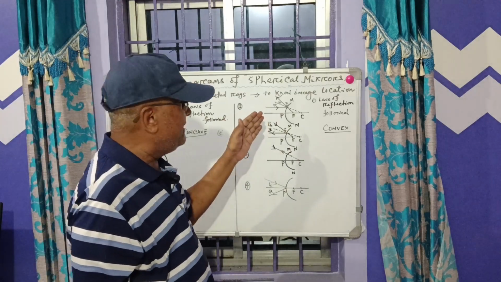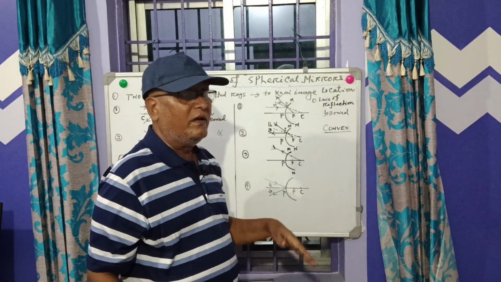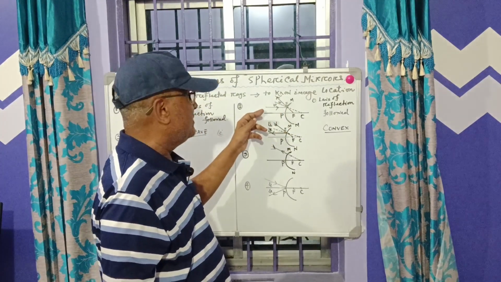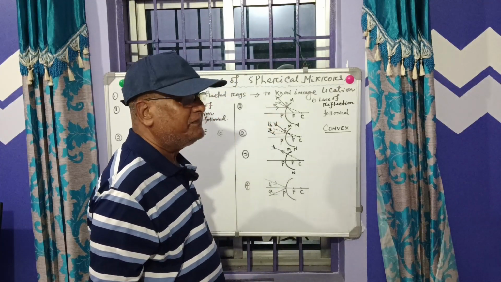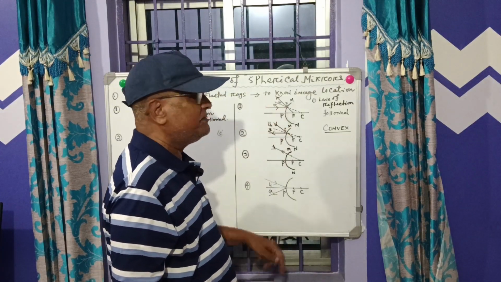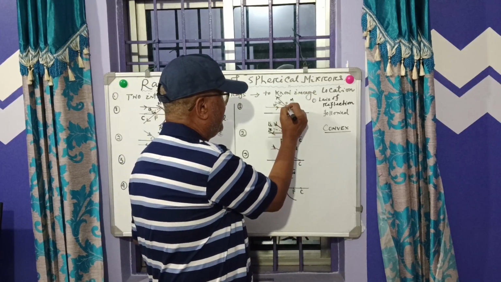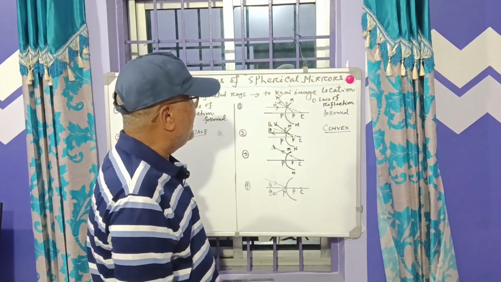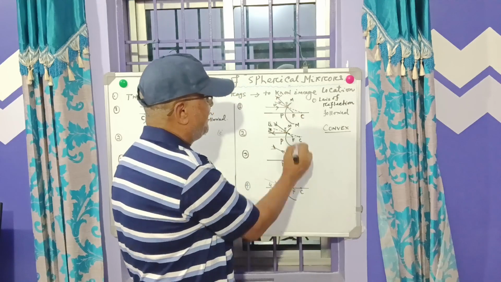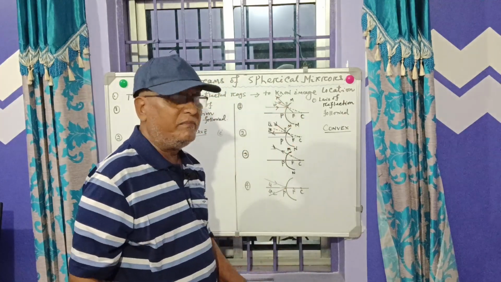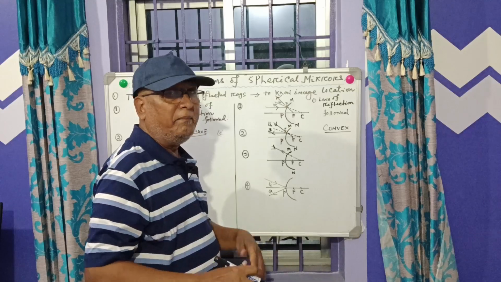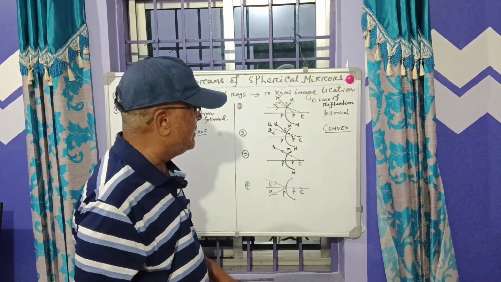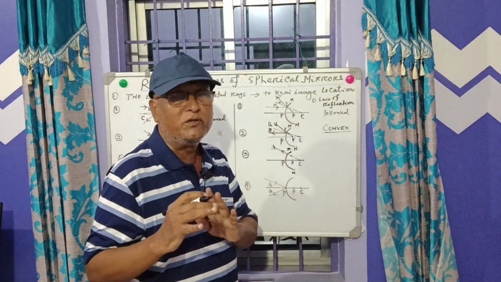Then what happens in case of a convex mirror? Let's look at the diagram here. Now you look at the ray parallel to the principal axis. After reflection, it returns back to the same medium. Okay. But you see, the reflected ray appears to have come from a point behind the mirror, that is called the principal focus. And here the principal focus is virtual, not real.